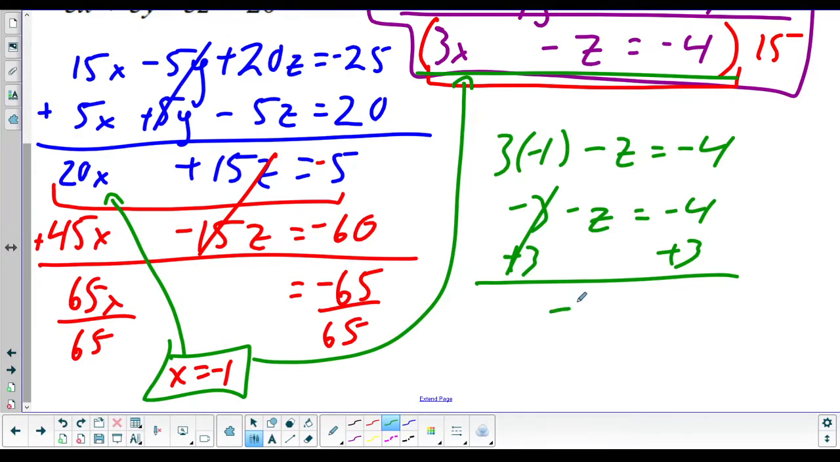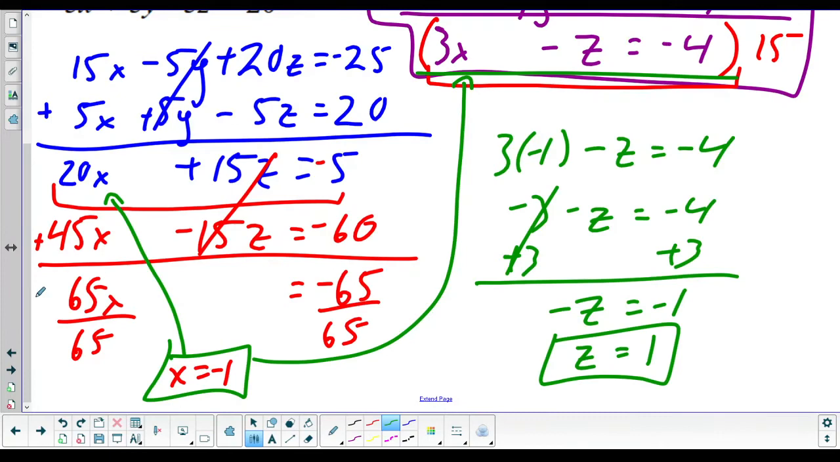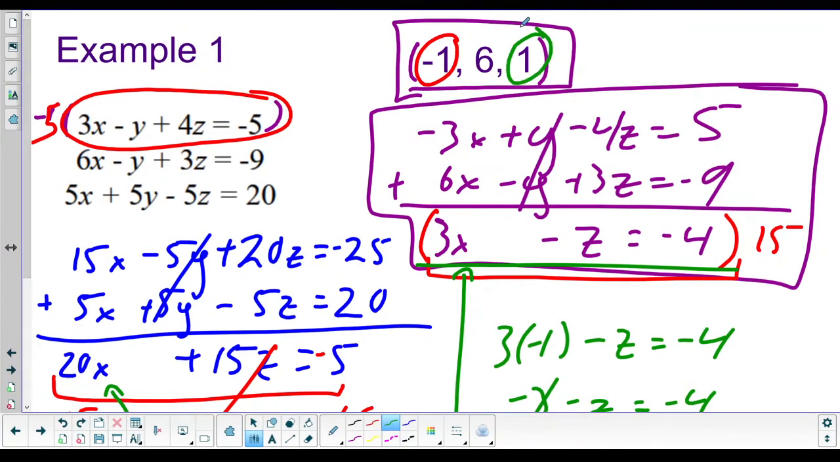Those cancel. Negative z equals negative 1. So that means positive z must equal positive 1. So now we have x and z. Now, to get our y, we just take these two values and plug them into any of these three equations to get our y equals 6. So I would just pick the one with the smallest numbers, probably this top one here.